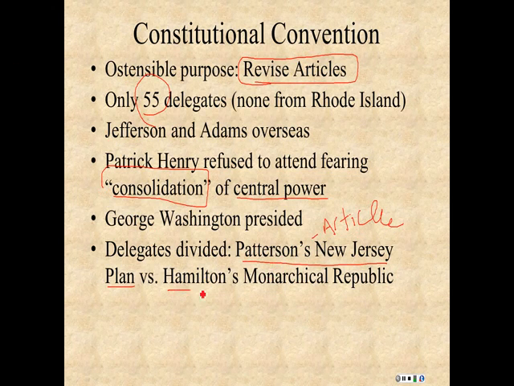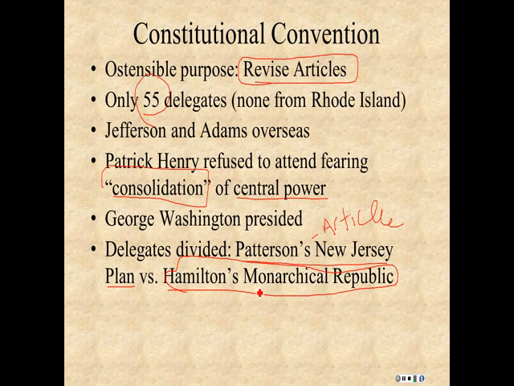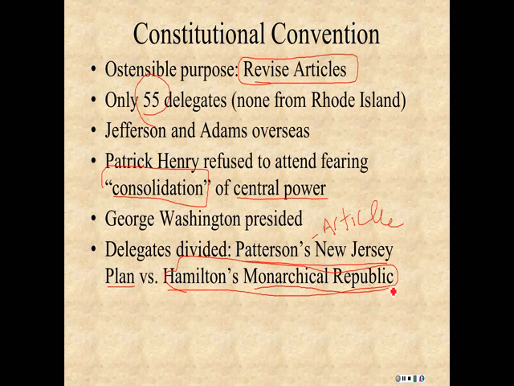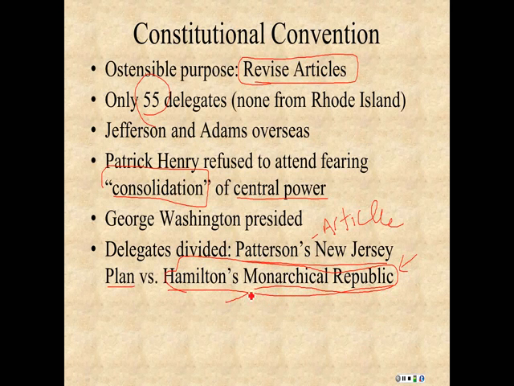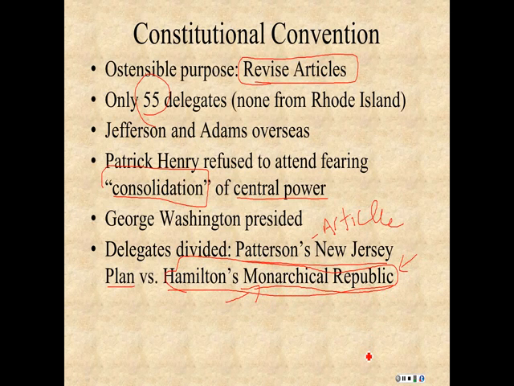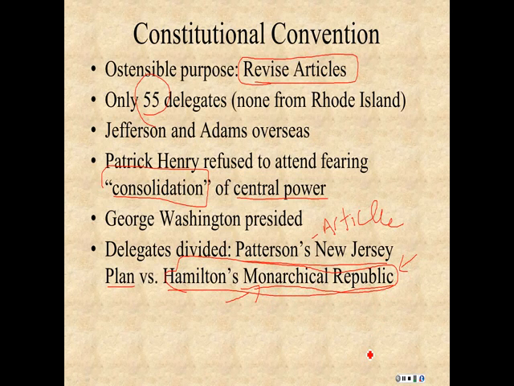On the other side was Hamilton's plan, which is pretty amazing. If you want to look up Hamilton's plan for the State of the Union, it's pretty amazing. He essentially wants to create like a monarchical republic. He says there should be a president, but the president should be a president for life. So here's the monarchy aspect to it. That there should be senators and they should be elected for life. That the president, again, the lifelong elected president, should be able to veto anything that Congress passes.